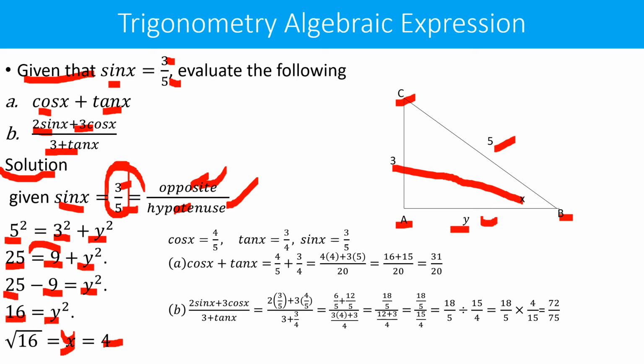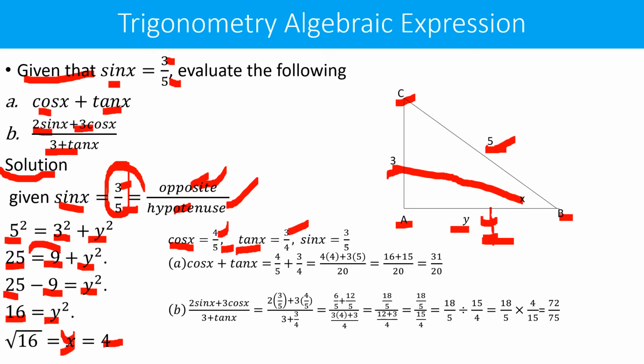Then you find the ratios for this question. So cos x is 4 over 5, because it's adjacent, which is 4, over hypotenuse, which is 5. Then tan x is opposite, which is 3, over adjacent 4. So we have 3 over 4.